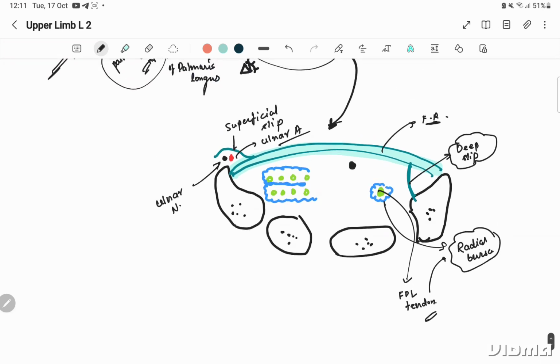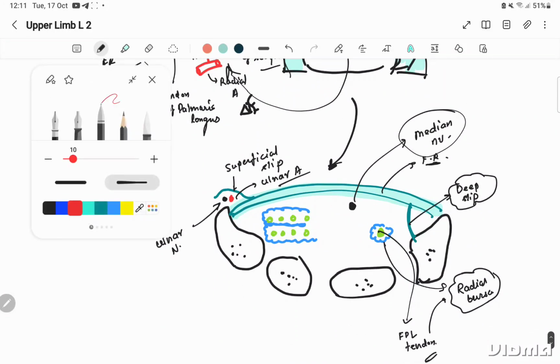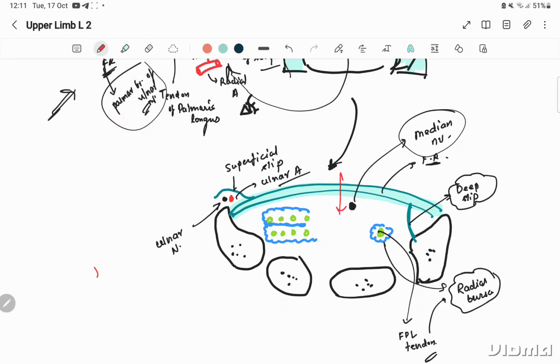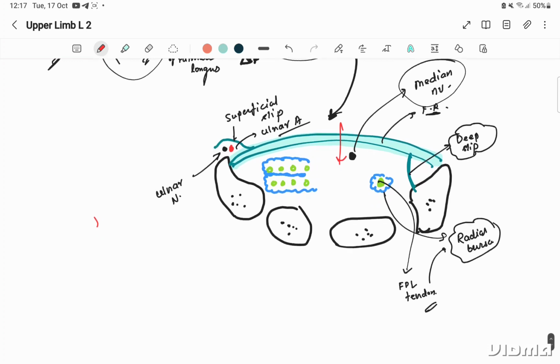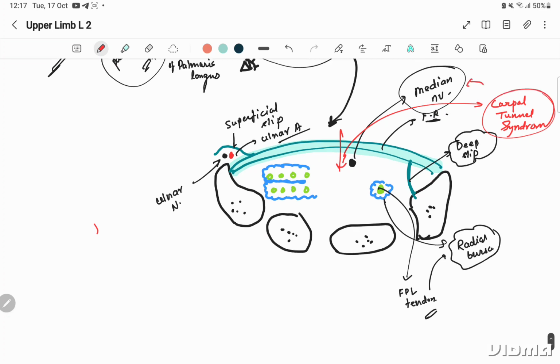Just remember this. Here we have the median nerve passing just below the flexor retinaculum. Let's say some injury is there and the median nerve is compressed just below the flexor retinaculum. There is a condition which is called carpal tunnel syndrome. So you must know about carpal tunnel syndrome, that is the compression of the median nerve just below the flexor retinaculum.